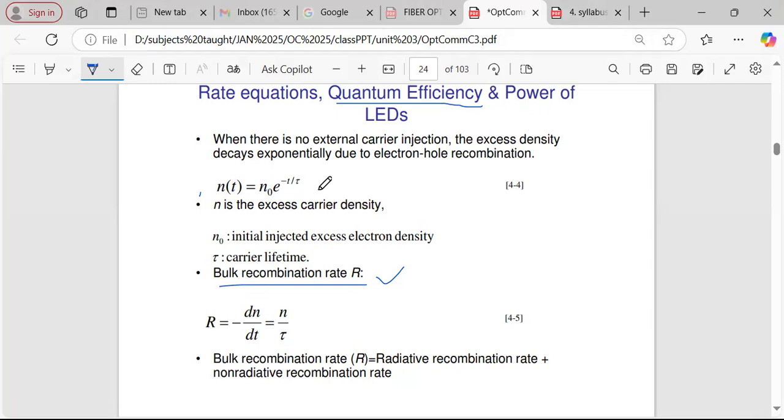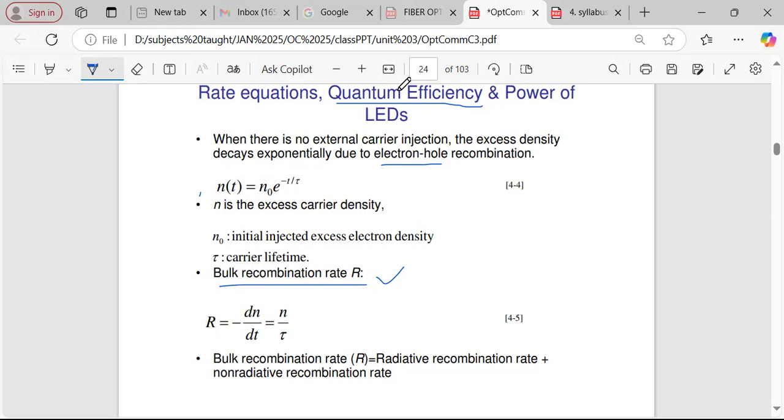In the semiconductor, there are two types of carrier, electron and hole, and this tau represents the lifetime of this electron or hole. And n0 is the initial excess electron density and n is the excess carrier density after time t. So this basic formula is used for calculating the value of excess carrier density. Now in the LED structure we have seen the light is emitted.